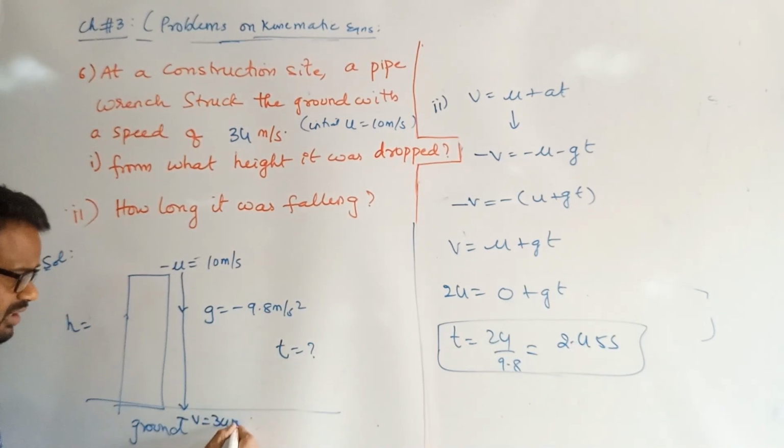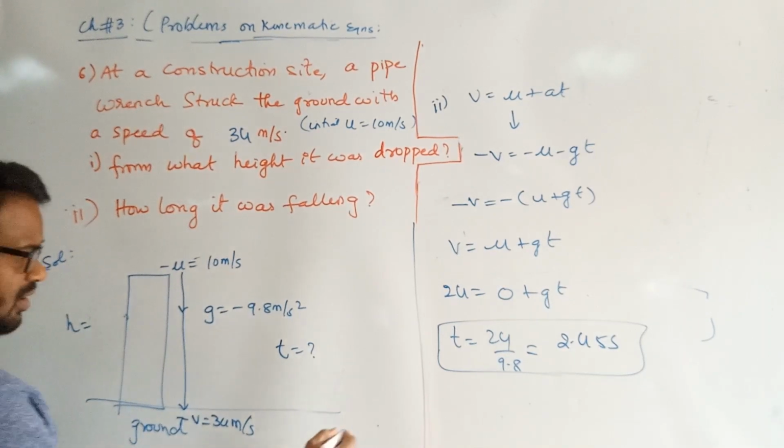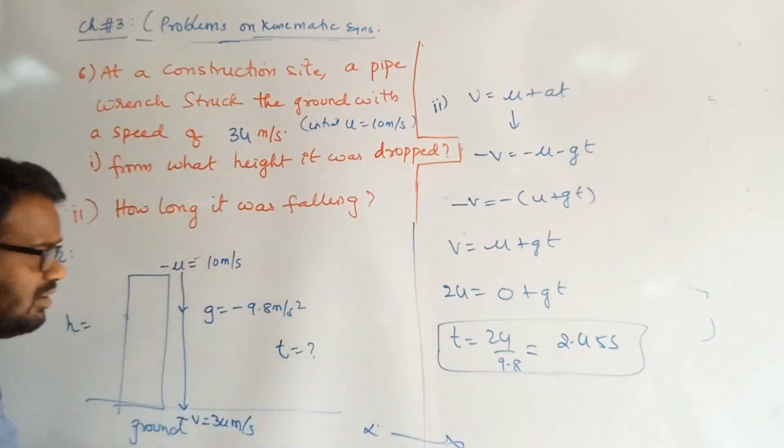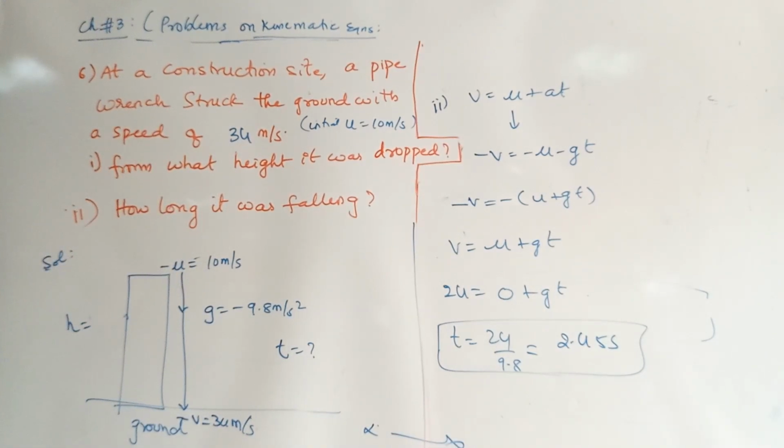v is equals to 34 meters per second. If you are throwing with 10 meters per second and it is falling with 34 meters per second on the ground, using this data, find the height it was dropped and find the time. You need only rigorous practice on these things. You need to spend more time to get more problems solved.